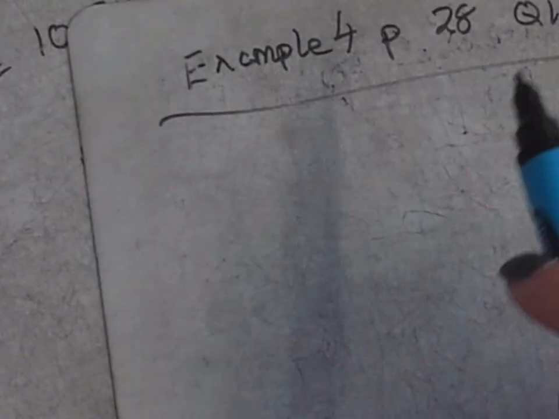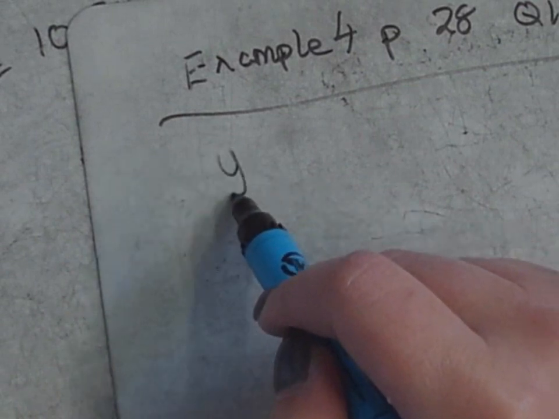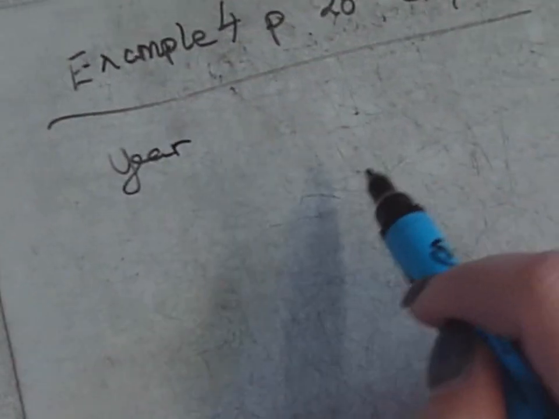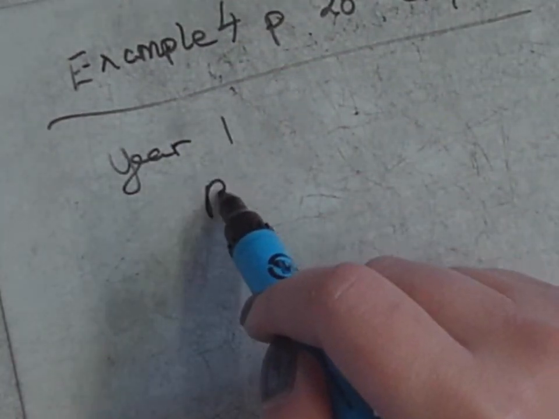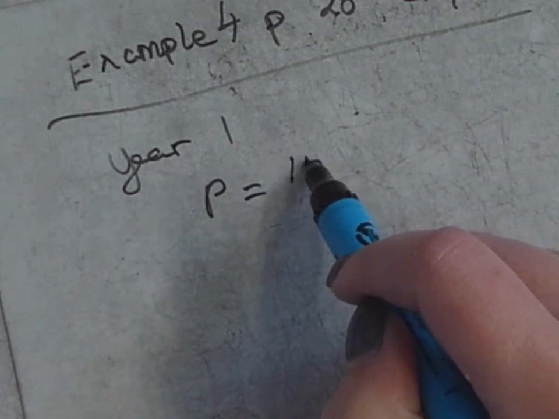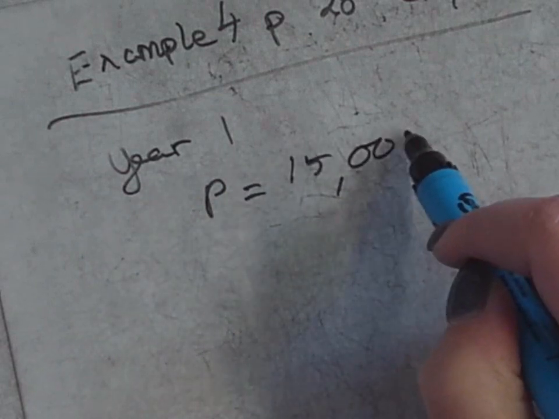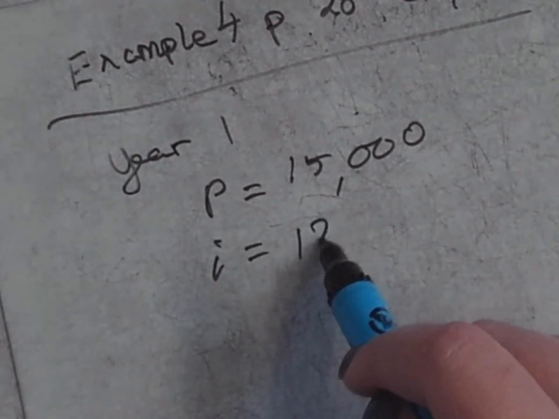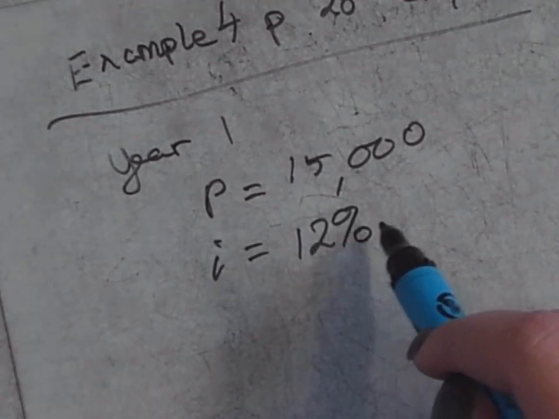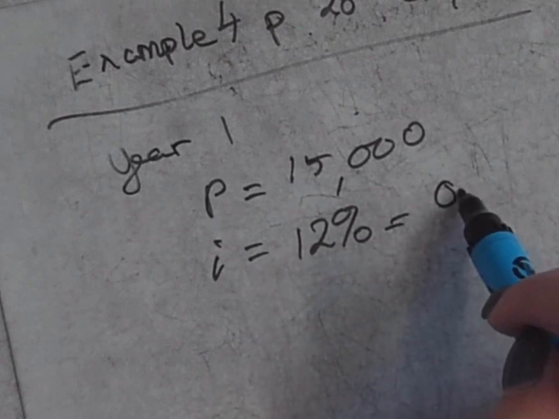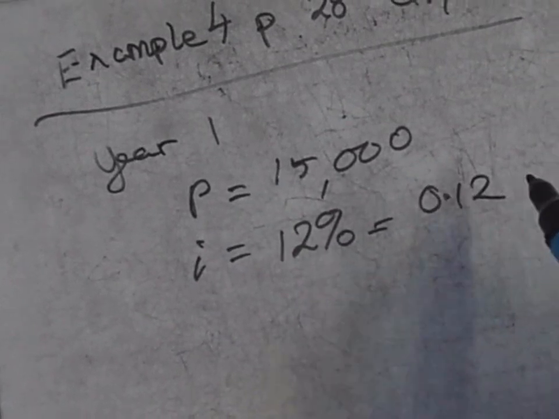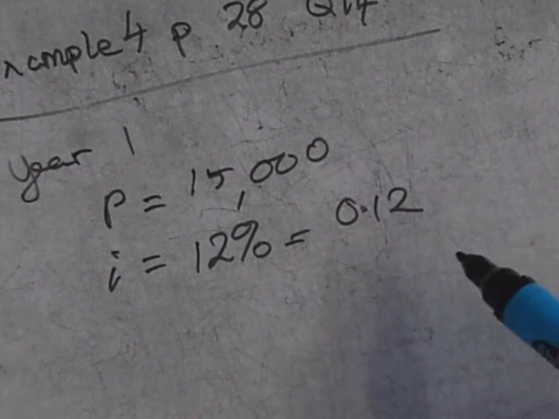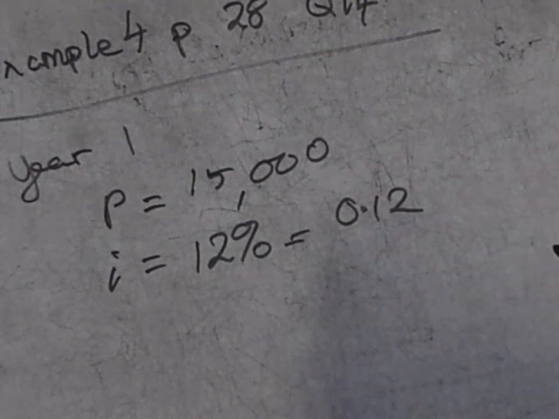Yes. Okay, so year one, they borrowed 15,000. So principal is 15,000. Interest is 12% per year. Make sure you write it as a decimal. So that's 12 over 100, which is 0.12. So you all know percent means out of 100. If you're not sure, put 12 over 100 into your calculator.